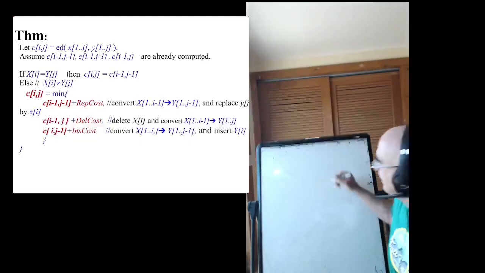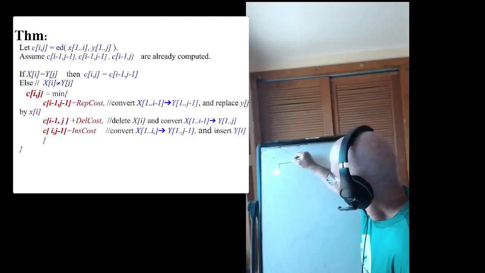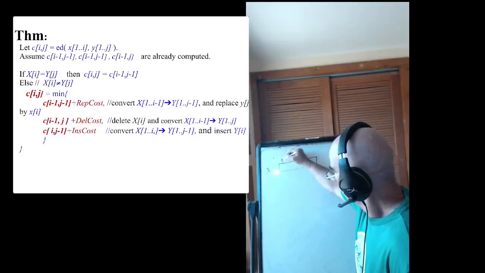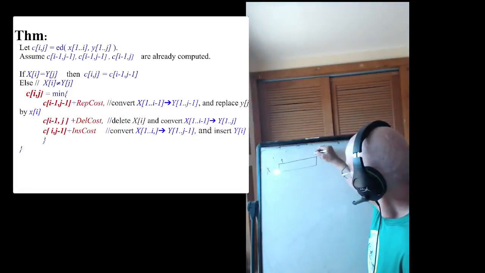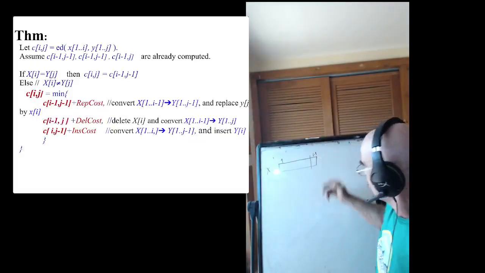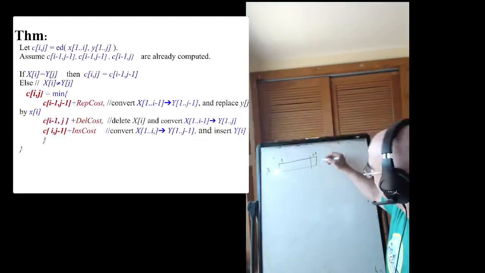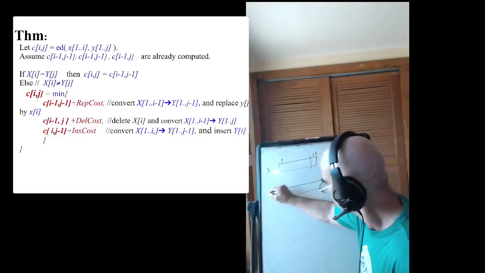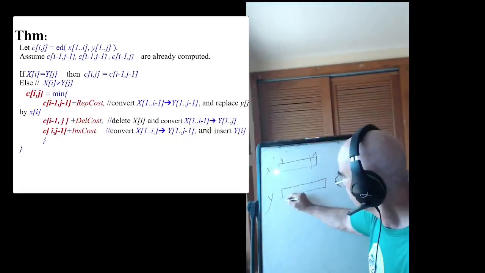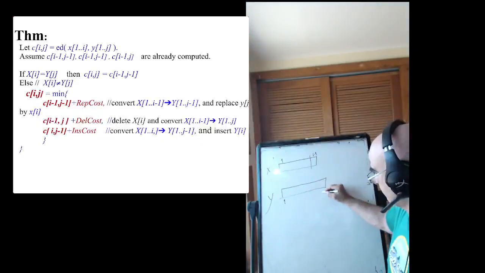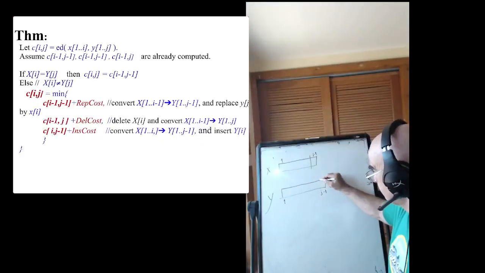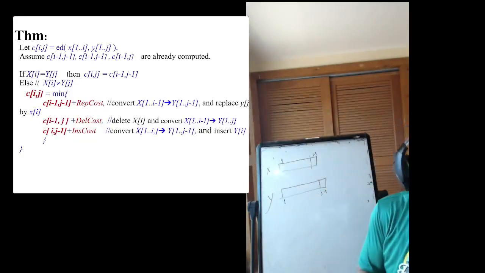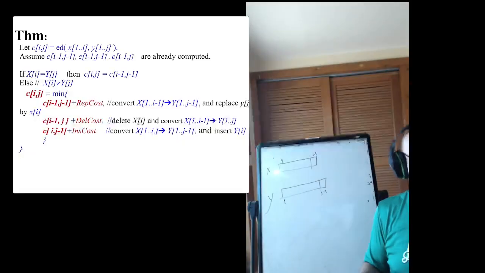So let's say that I'm looking at x from 1 all the way up to i minus 1. The last character is i minus 1. I'm looking at y all the way from 1 up to j minus 1. Let's say that's everything that I know about so far. That's the case of the i minus 1, j minus 1.